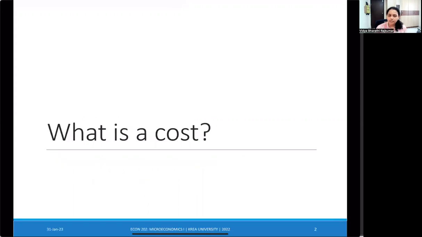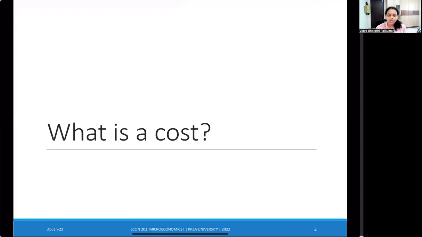So what is a cost? Well, we all know that the word cost here refers to how much money it would take to produce something. How much money does it take to convert a certain set of inputs into something tangible, into some output? Now, why are we asking this very specific question of what is a cost in the beginning of the chapter when most of us know the actual meaning behind the word? Well, there's a very specific reason for that.